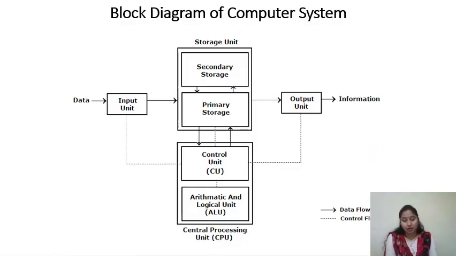Topic, that is block diagram of computer system. As we already seen the four important components of computer system, that is input, process, storage and output. So on the basis of these four components, we are having the block diagram of computer system. Here we can see these four major components, that is input device, output device, storage device and processing device, that is CPU, central processing unit.